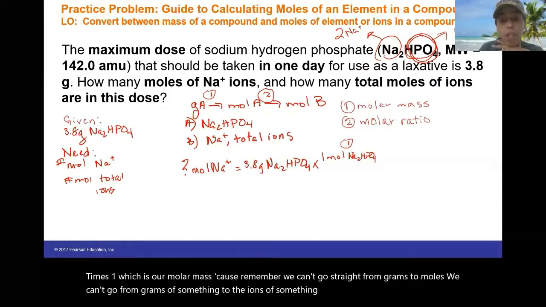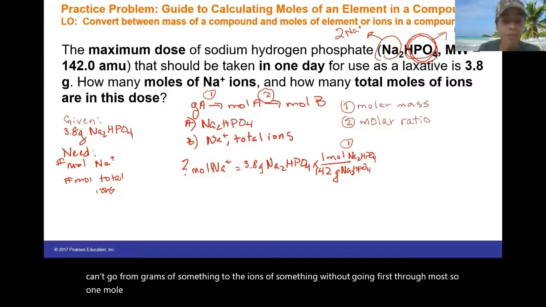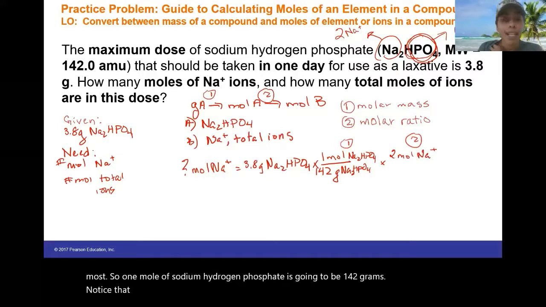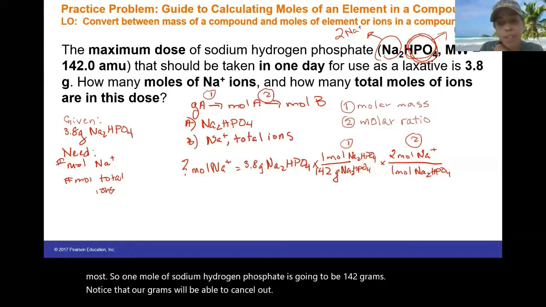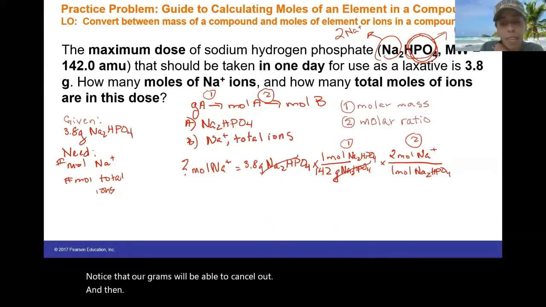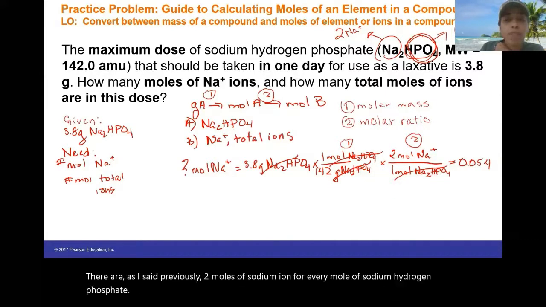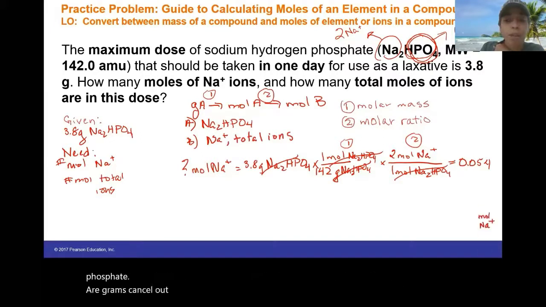So 1 mole of sodium hydrogen phosphate is 142 grams. Notice that our grams will cancel out. And then there are, as I said previously, 2 moles of sodium ion for every mole of sodium hydrogen phosphate. Our grams cancel out, our moles cancel out, right? And I get 0.054 moles of sodium ion.